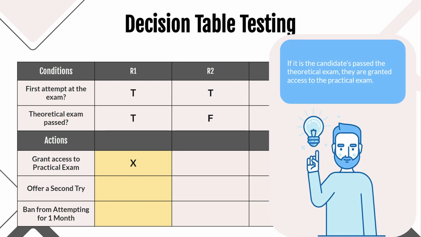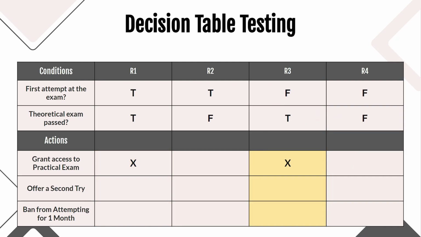The first rule is, if this is the first attempt at the exam, and the exam is passed successfully, then access to the practical exam is provided. We mark the action to provide access to the practical exam with an X, and we leave the other 2 actions empty. The rule does not say anything about whether it should be the first or second attempt. Accordingly, we mark X on the second combination as well. We do the same with other combinations of conditions: true-false, false-true, false-false.